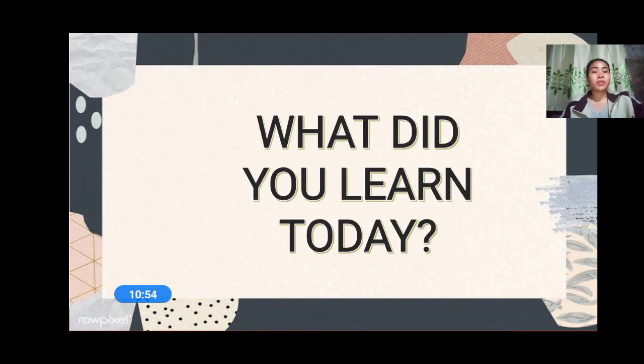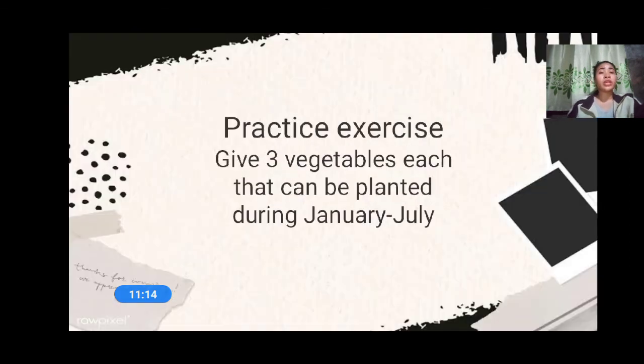Okay? So what did you learn today? Today we have learned about the planting calendar. Planting calendar is a guide for us to know when to plant a specific vegetable on a specific month as well.